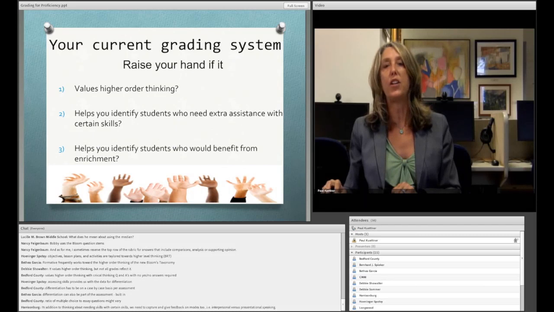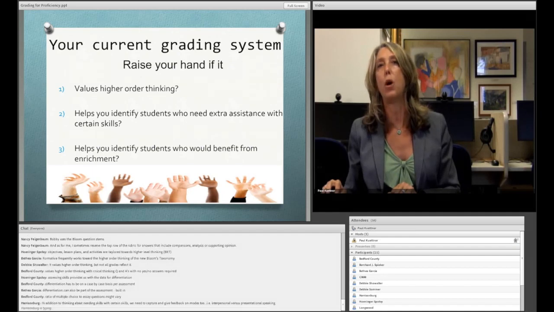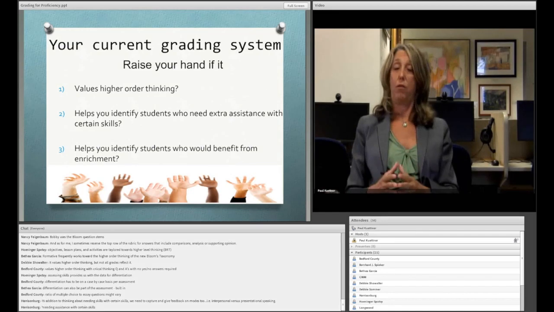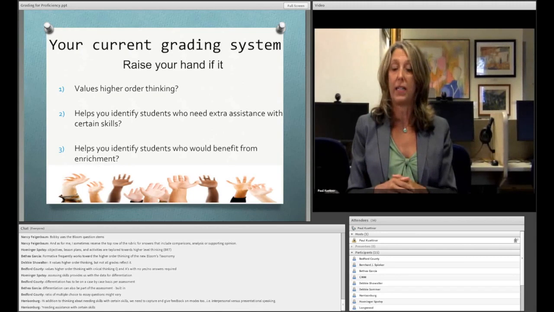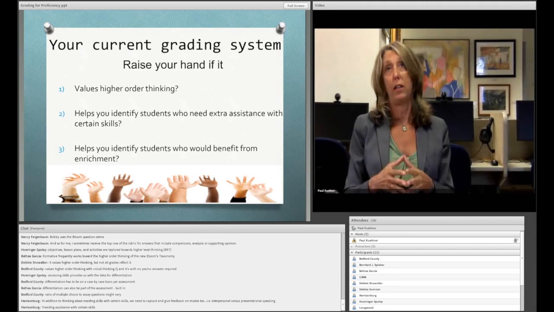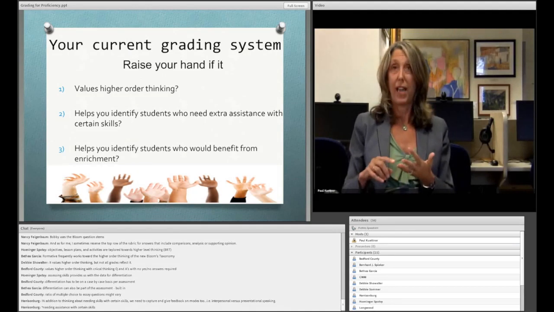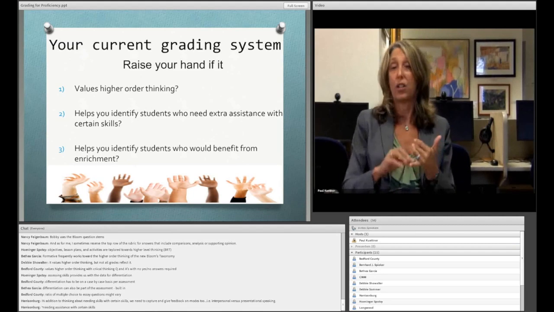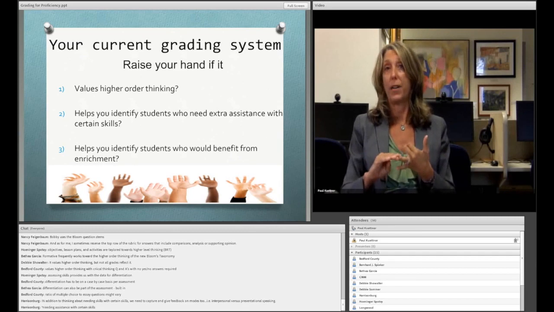Harrisonburg weighs in: in addition to thinking about needing skills with certain skills, we need to capture and give feedback on modes too, interpersonal versus presentational. And I agree absolutely. But when we think about when our students enter our rooms, the beginning students, they don't just want knowledge. They don't just want the word for restaurant or toilet. They want to be able to go to a foreign country and ask for a toilet and find it, and ask for a particular restaurant.